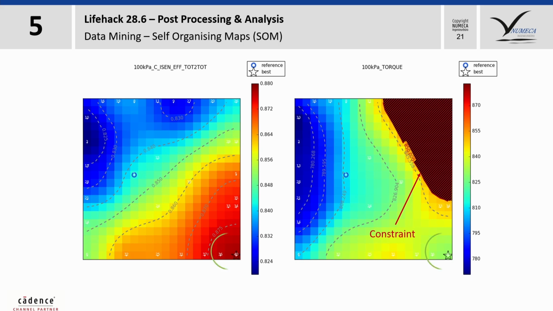Luckily, we can see that the area of highest efficiencies is in the lower right corner, where we do not have too high values for the torque. This is not the case in all optimizations. Sometimes different targets and constraints exclude a good or a better design.